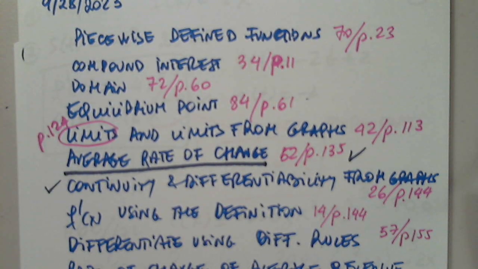Continuous? Yes. Differentiable? No, because it's a corner. Awesome. What about x sub 6? Continuous? Yes. Differentiable? No, it's a corner. Awesome. X sub 7, continuous? Yes. Differentiable? No, it's a vertical tangent. It doesn't look vertical, but it's almost vertical. It is a vertical tangent here.